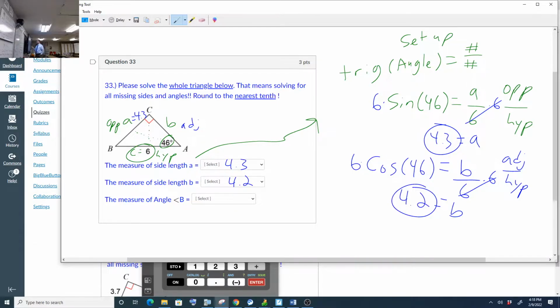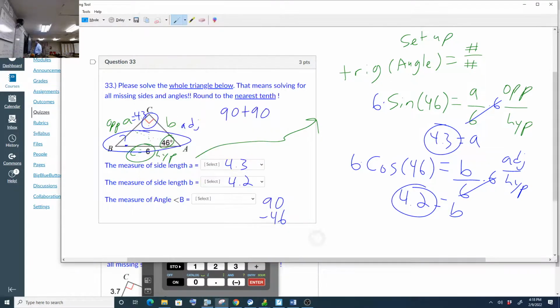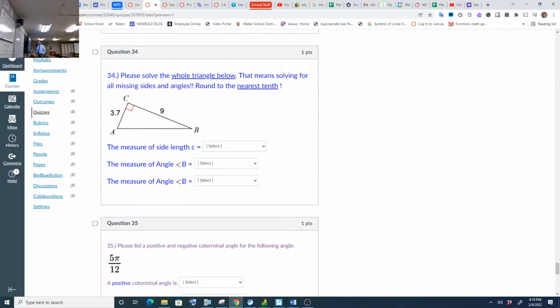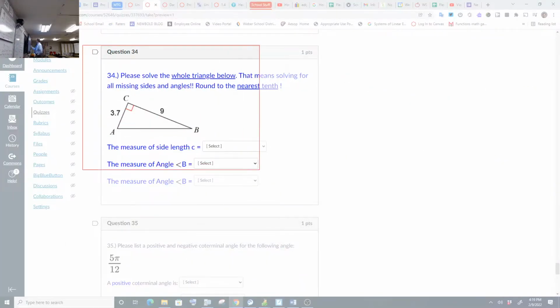Then angle B, this one right here, is really easy to find. This is 90 degrees, and these two have to add up to 90 degrees, because 90 plus 90 is 180. So we'll just take 90 minus 46, and 90 minus 46 is 44. So 44 degrees is our answer there. Nice. That wasn't too bad. The next one might be a little tougher. What if they don't give you the hypotenuse? Then it's a little bit tougher, but it's still not too bad, still possible.